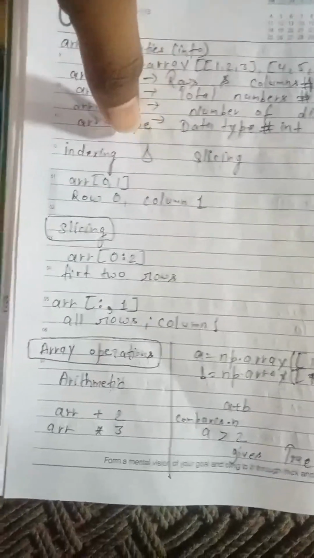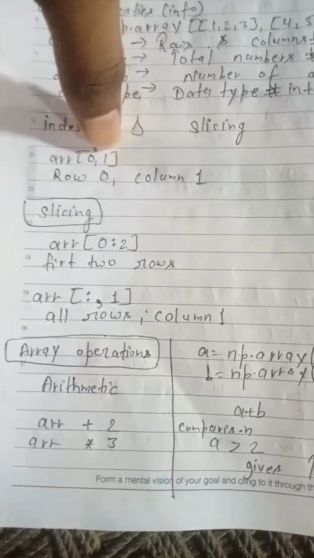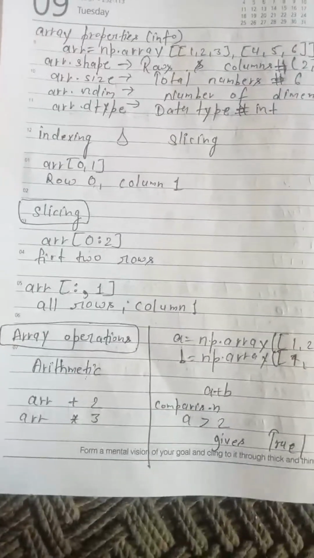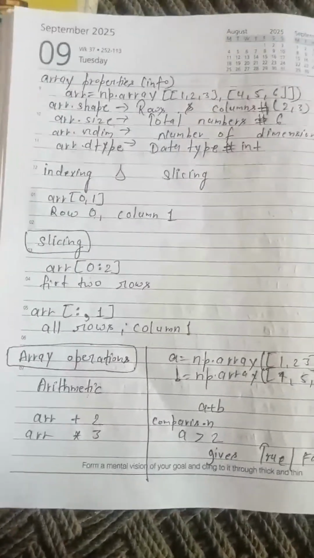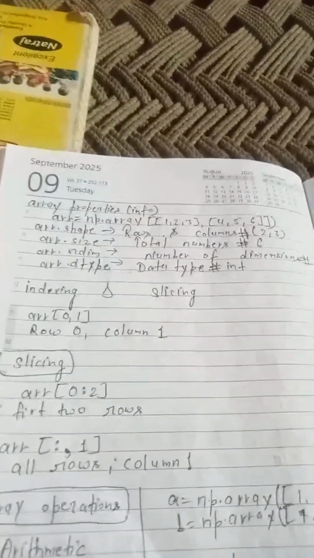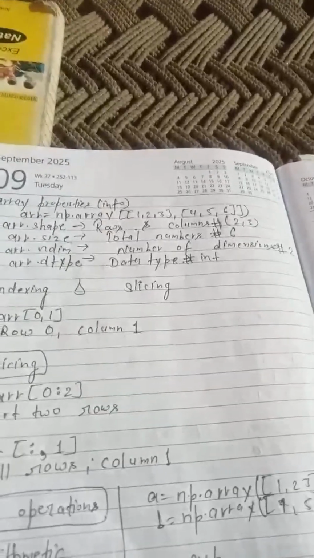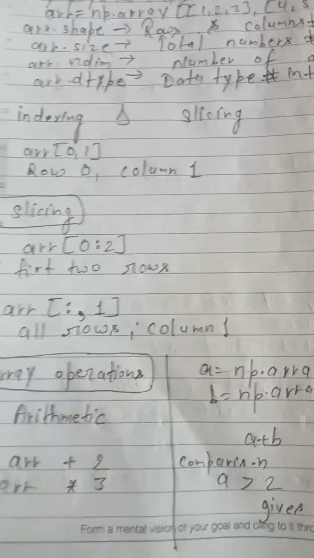Then we have indexing and slicing, rows 0 and 1. Indexing means array, and then we are getting row 0 on column 1. Slicing means the first 2 rows, and then we have all rows and column 1. We want only all rows and column 1.